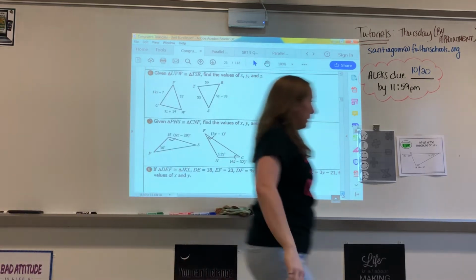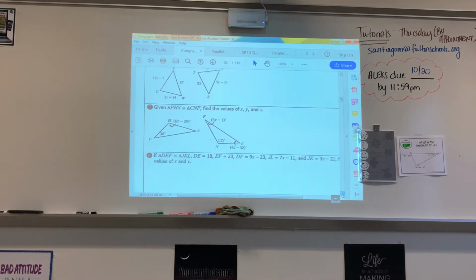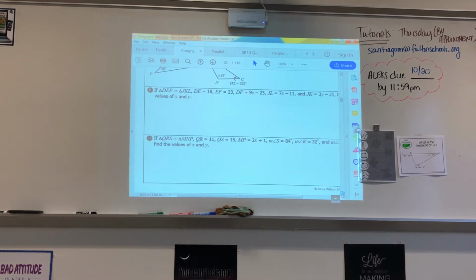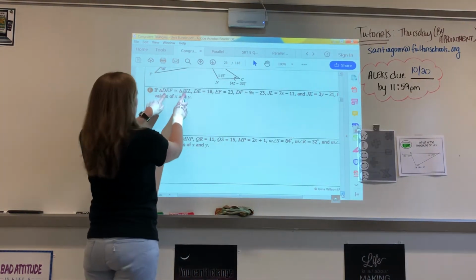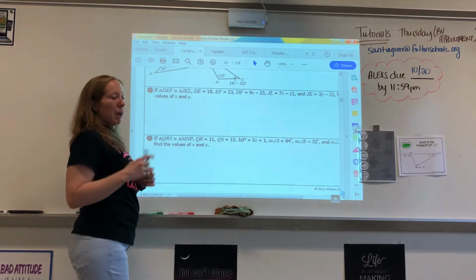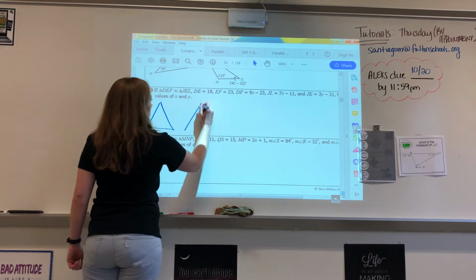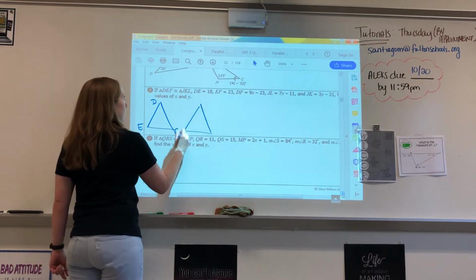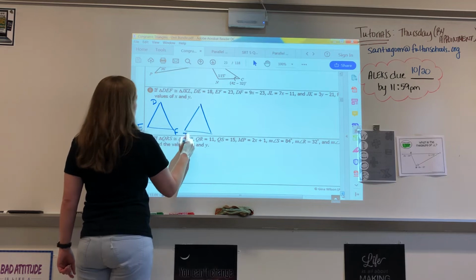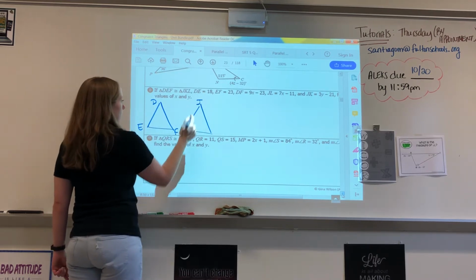Now, number 8. Instead of them giving you the picture, you get to have some fun and draw the picture. If I look at this, it tells me that two triangles are congruent. I'm visual, so I'm going to draw these triangles. I have two triangles, DEF, and JKL. We need to be consistent.